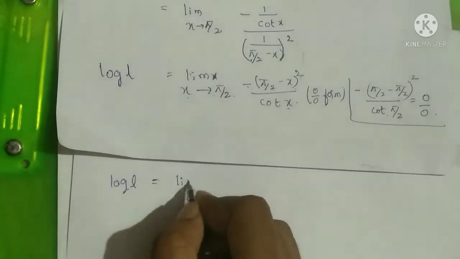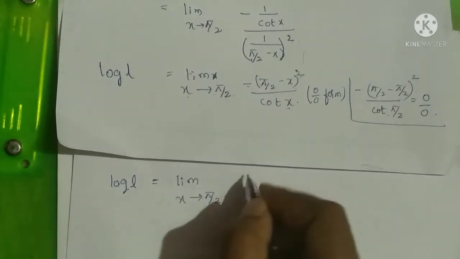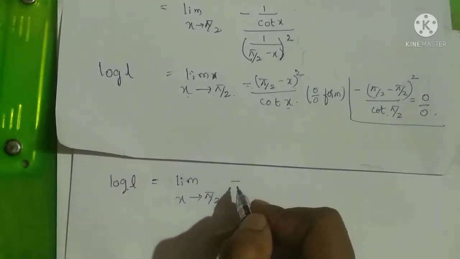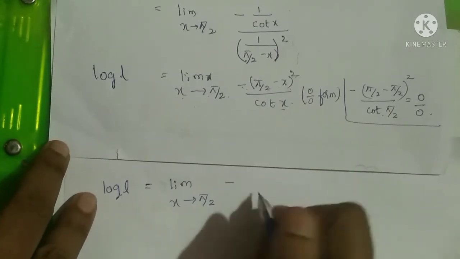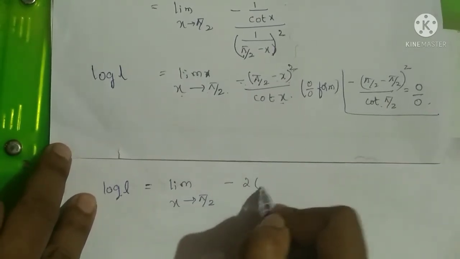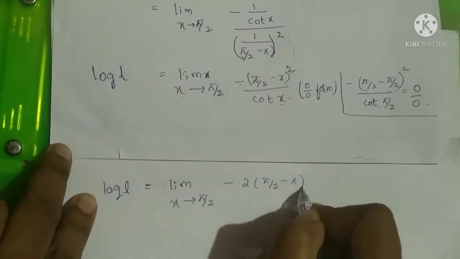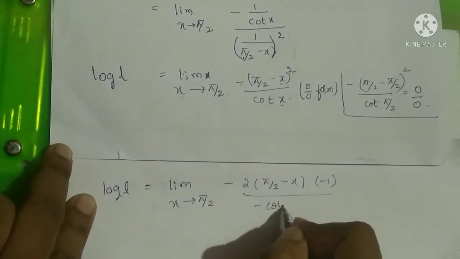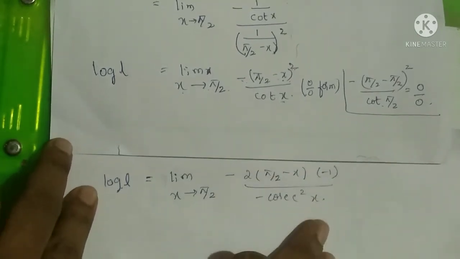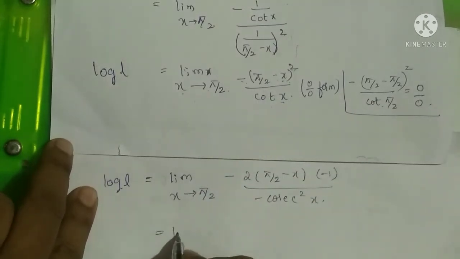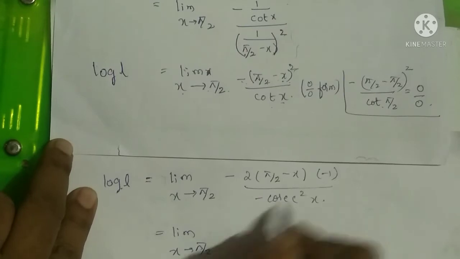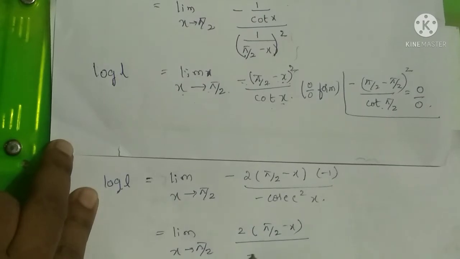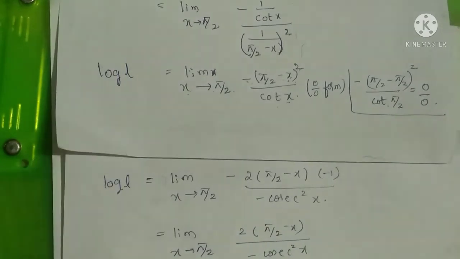Log L is equal to limit x tends to pi by 2 of, (pi by 2 minus x) is in the form of x square, so x square differentiation is 2x. So it will be 2 into (pi by 2 minus x). This pi by 2 minus x differentiation is minus 1. Cot x differentiation is minus cosecant square x. So we have differentiated the numerator and denominator separately: limit x tends to pi by 2, minus into minus plus 2 into (pi by 2 minus x) divided by minus cosecant square x.